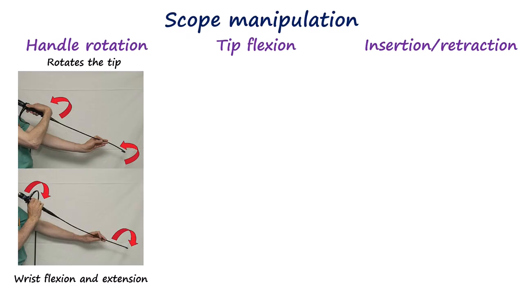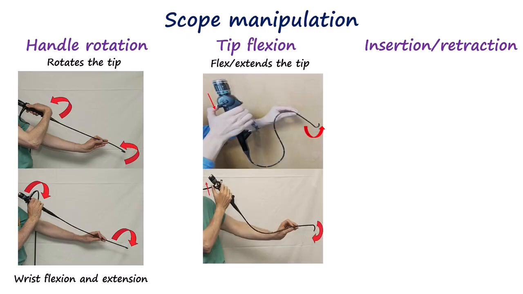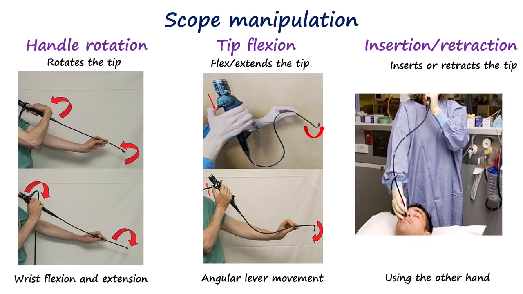Tip flexion is controlled by the angulation lever, where pulling it down makes the tip go up and pulling it up makes the tip go down. Cord insertion or retraction is done by the other hand, which gently pushes or pulls the cord to advance or withdraw the scope. By combining these three movements, we can guide the scope smoothly, even around curves.